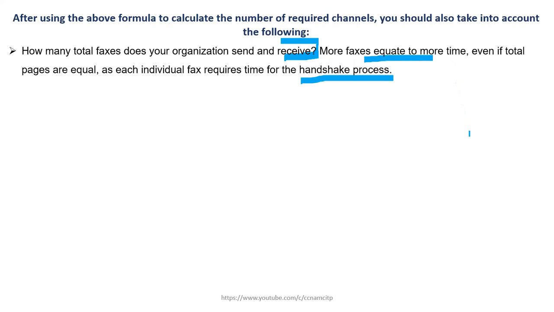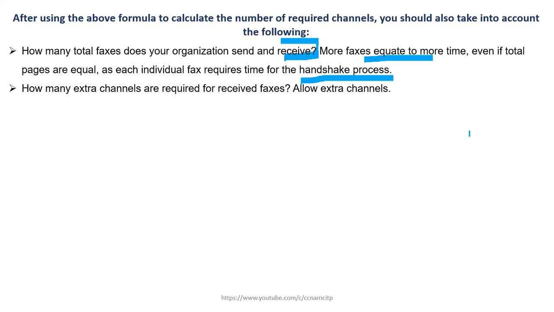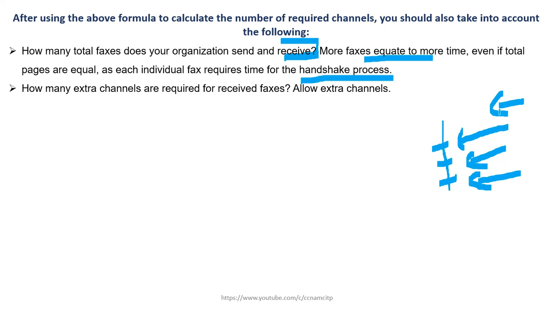Okay guys, now let's talk about the next one. How many extra channels are required for received fax? Allow extra channels. What is the meaning of this? For example, you have one, two, three channels, and all channels are occupied. Faxes are coming and those channels are dealing with them. Suddenly one more fax comes. In this condition, what will happen? This fax will remain in the queue. So you can plan for one more channel, or additional two channels also.